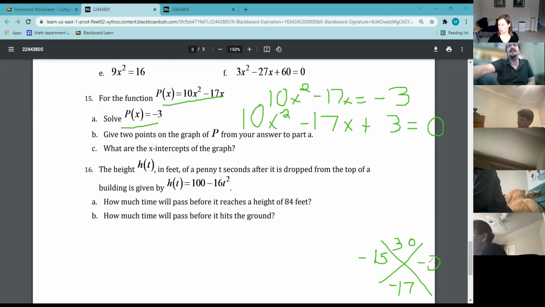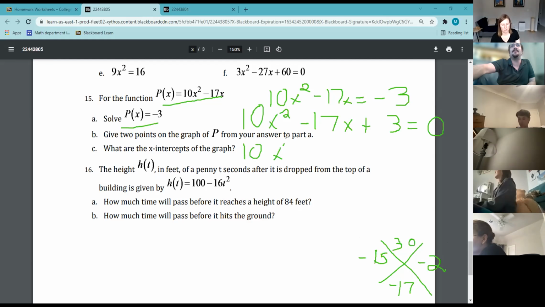Some people make this mistake when they factor. You have to make sure your signs also match up. Sometimes things will match up except for the sign. I think 10 and 3 would add to minus 17 somehow. No, we can't. I did that wrong. But 15 and 2, right? They will add to minus 17 and they will multiply to a positive 30.